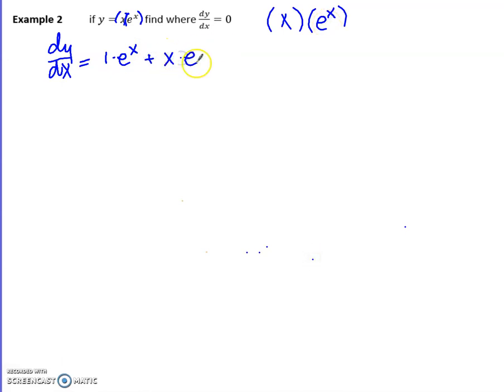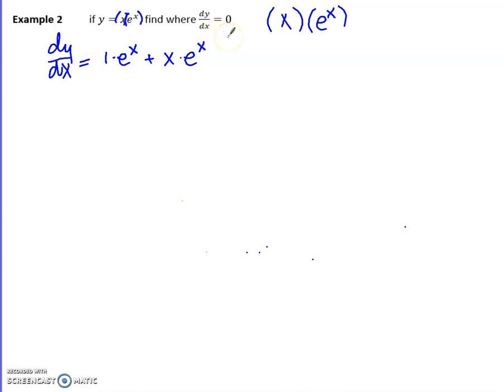Okay, so let's look at this second example. We're going to find when the derivative is equal to 0. So first let's find the derivative. So we've got dy dx on the left. We've got, whoa, check it out, product rule. So we've got x times e to the x. So I'm going to use my product rule. Derivative of the first, 1 times the second, plus first times derivative of the second, which is just e to the x. Okay, there's my derivative.